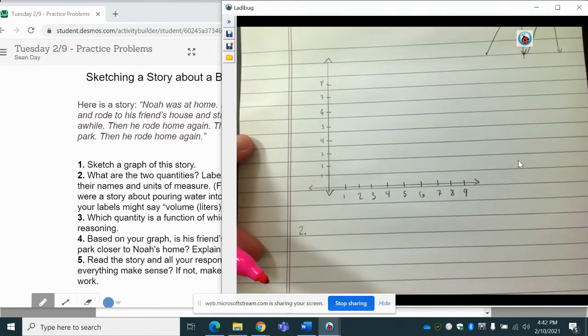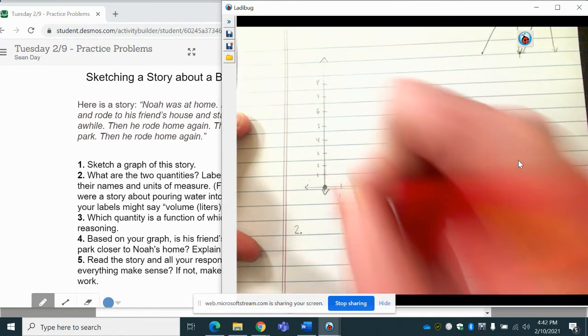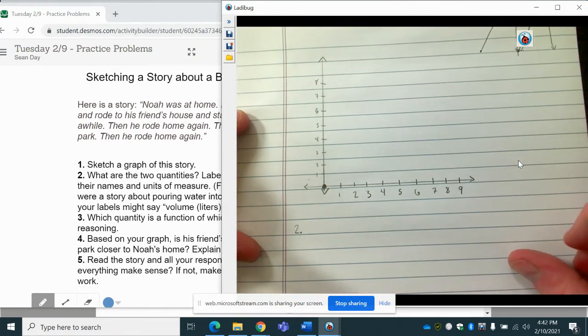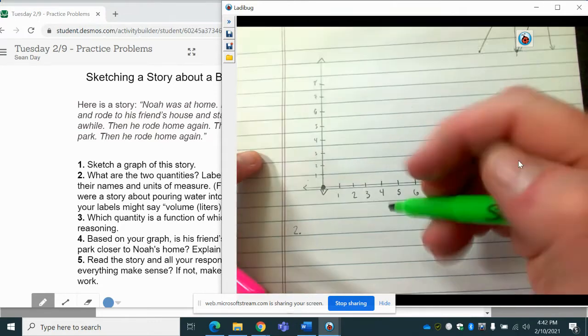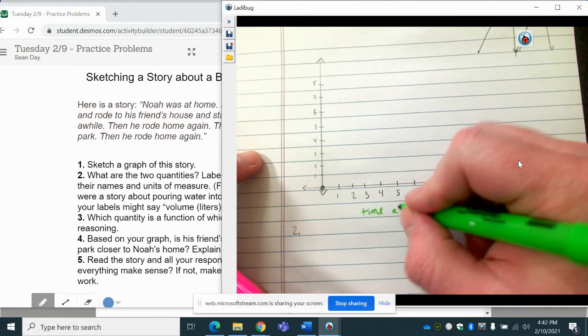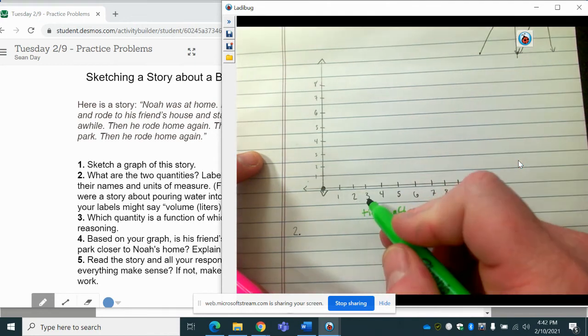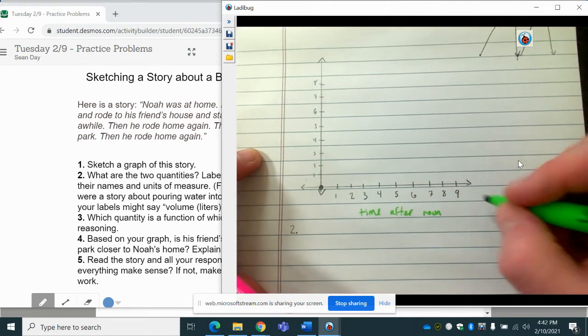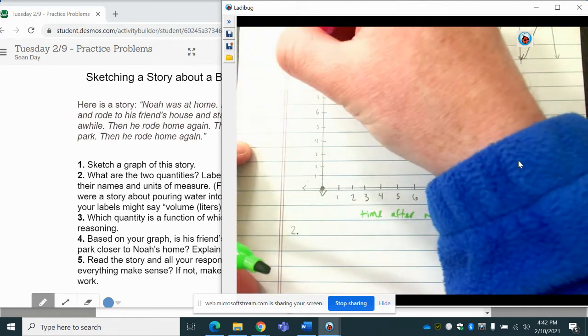So here we said Noah starts off at his house. We'll say at 0, 0, the origin. And this is time. So I'm going to label this actually time, and maybe the hour. This is the time after noon. So the hour after noon. So this is 1 hour afternoon. This is 1 p.m., 2 p.m., 3 p.m. This is our x-axis. And here I'm going to label this our y-axis.